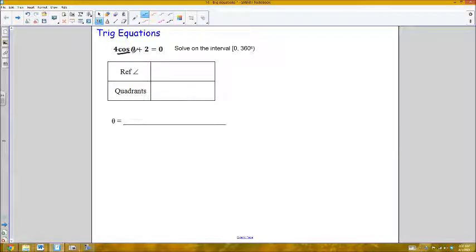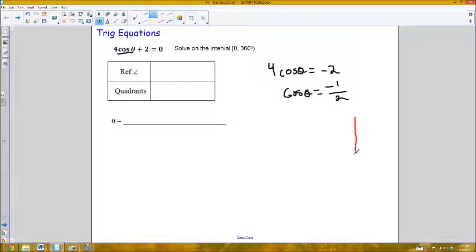So I'm going to isolate cosine like I would in any other equation. So by first subtracting 2, I get 4 cosine theta is equal to negative 2. Divide both sides by 4, and I get cosine of theta is negative 2 over 4, which is just negative 1/2. Now, there's a couple things that help me determine what quadrant I'm in and what my reference angle is.